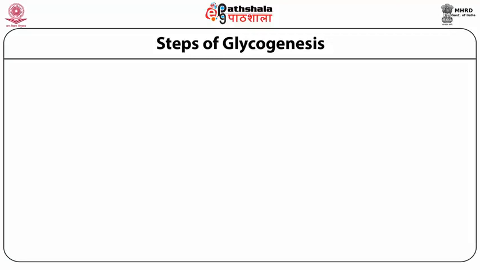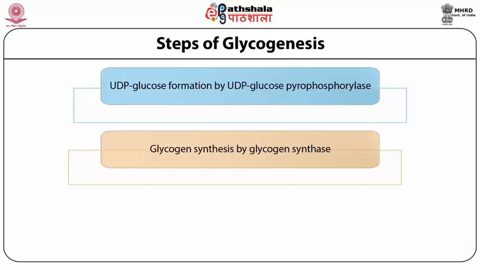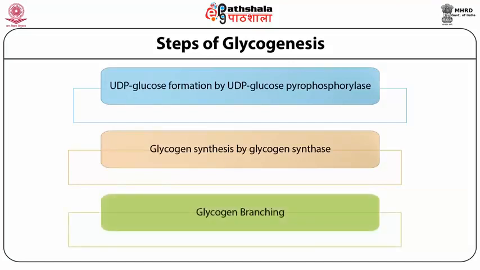Glycogen synthesis requires three major enzymes and occurs by a separate pathway from glycogenolysis. The first step is UDP-glucose formation by UDP-glucose pyrophosphorylase. The second step is glycogen synthesis by glycogen synthase, and the third step is glycogen branching. So these steps successively result in the synthesis of glycogen, starting from UDP-glucose formation to glycogen synthase to glycogen branching.